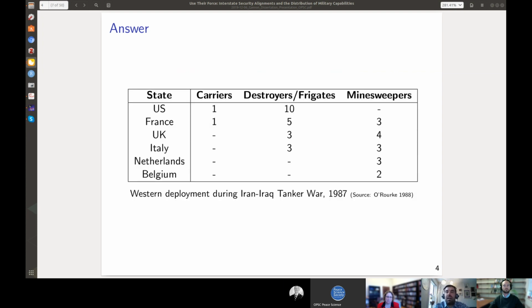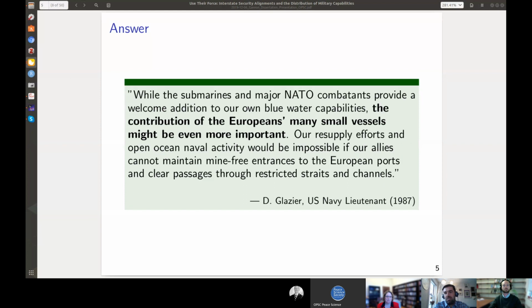And that's what we saw in this Iran-Iraq tanker war case, where the United States, France, and the UK contributed aircraft carriers and destroyers and frigates to these operations, and Italy, the Netherlands, and Belgium were the ones that sent in a lot of the minesweepers. So even though the US didn't have minesweepers that it could send, and Italy, the Netherlands, and Belgium didn't have destroyers, carriers, and frigates that they could really send, overall we had the capacity that was needed to address this security conflict. And we see that this is a strategic logic that these countries were considering as well. A U.S.